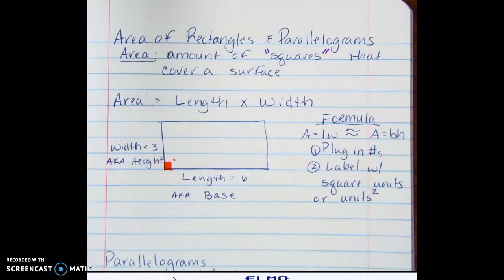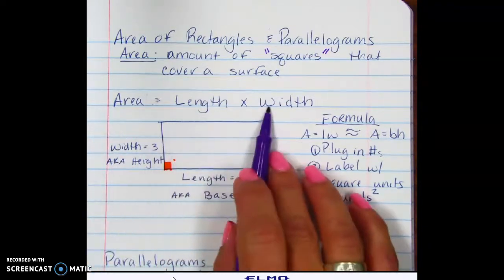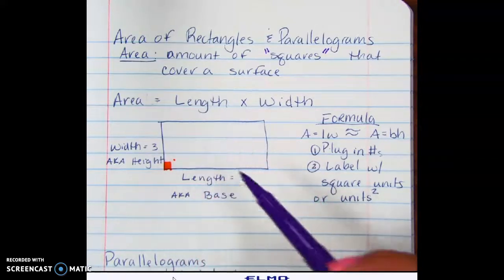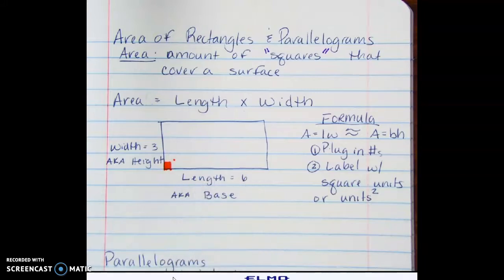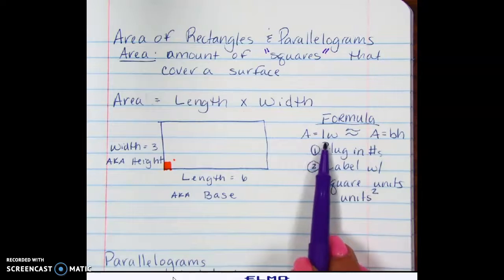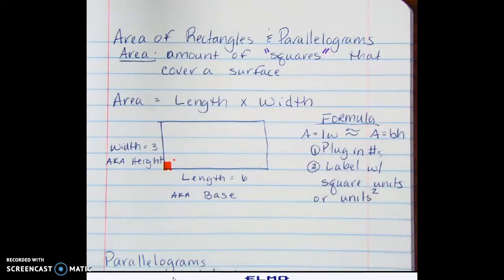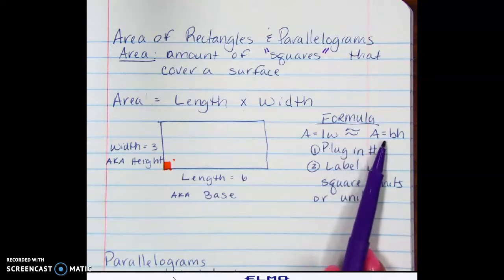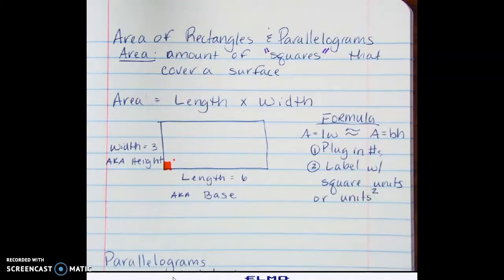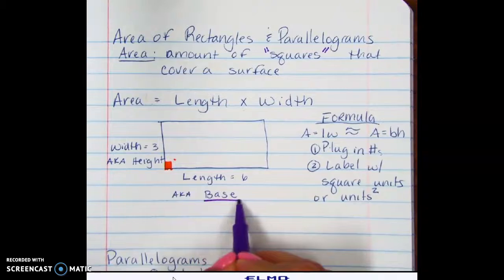Now, to find the area of something, how many squares will cover an area, you take the length and the width and you multiply them. So right here we have the width, and right here we have the length. And we use a formula. The formula is area equals length times width. Now, if you notice, I have our little equivalent sign here, and it says area equals B times H. Those two are equivalent, but what we do is we change the wording for length to base.